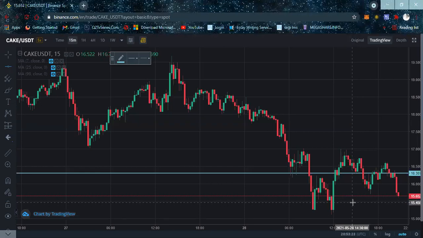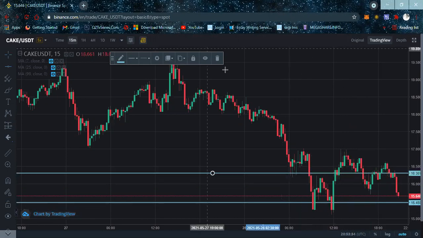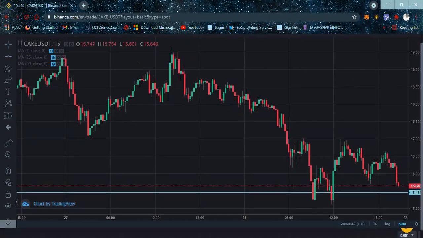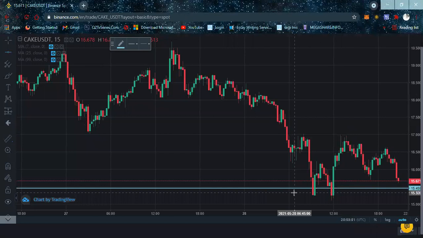I'm telling the market that if the price gets to 15.46, you are seeing it, right? Yes, sir. If the price of CAKE gets to 15.46, it should trigger the sale of CAKE at 15.44. You see, it's quite close.